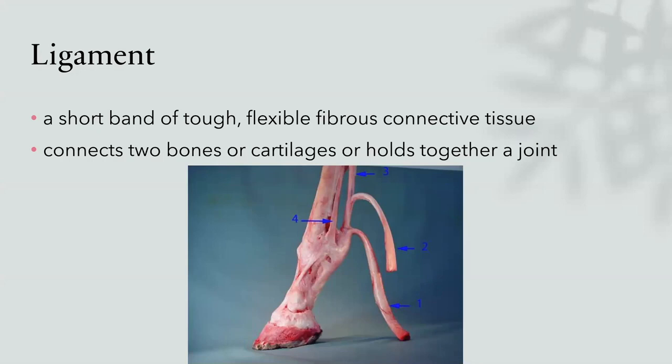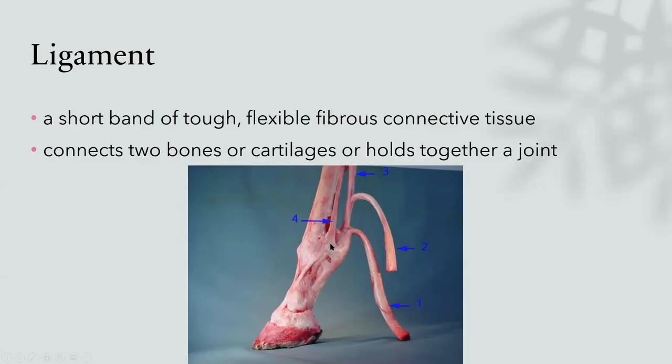Anybody know what number that is in this picture? Who wants to take a guess? Number 3. Number 3 is incorrect. Number 4, excellent. So number 4 is your suspensory ligament there. It's the one that's closest to your coffin bone here. It attaches to the back of the carpus or tarsus and then extends down behind the cannon bone.